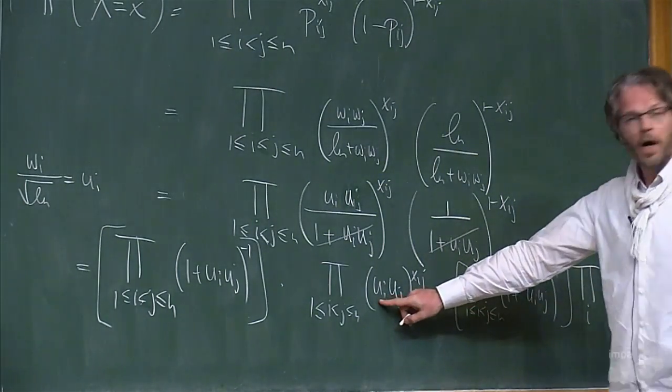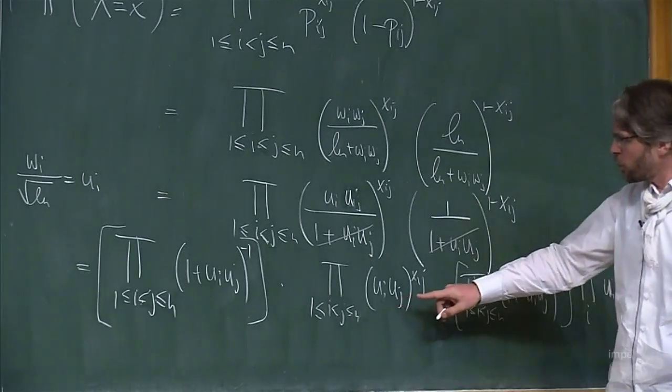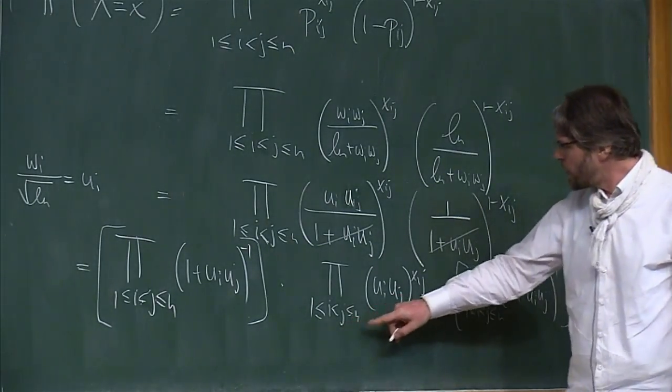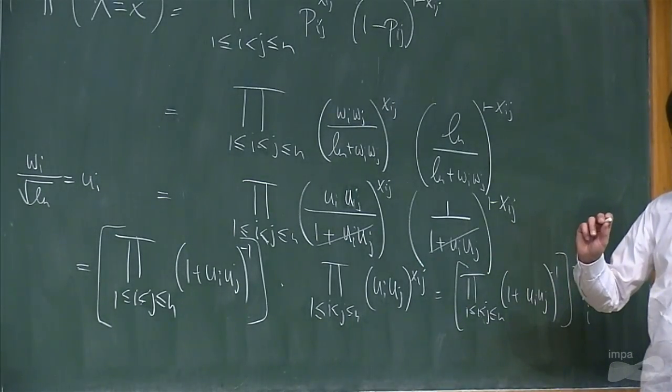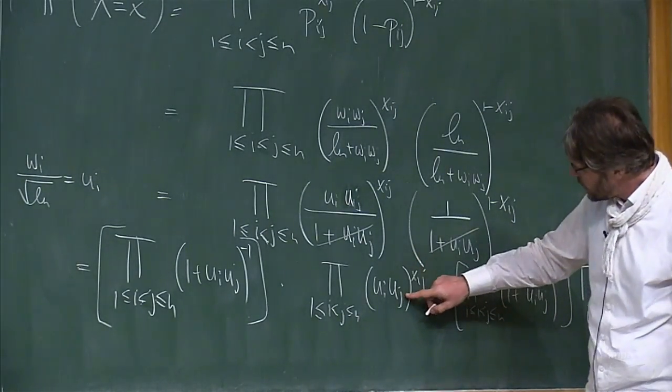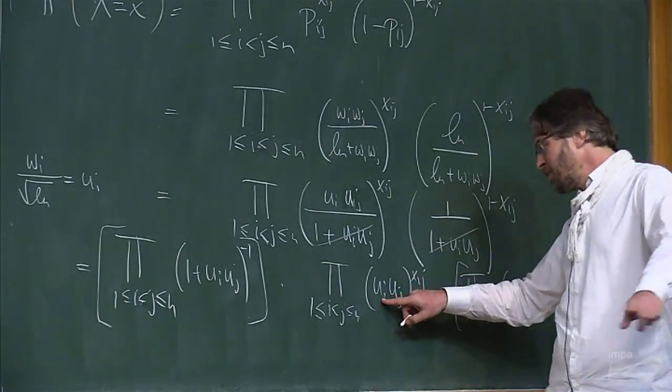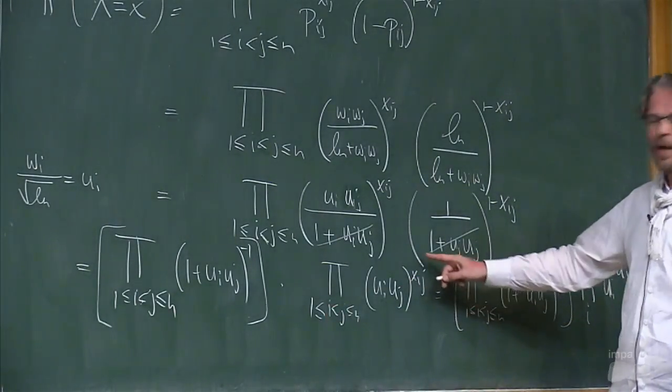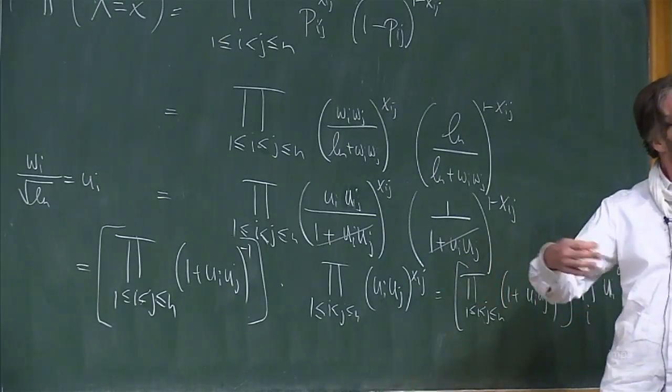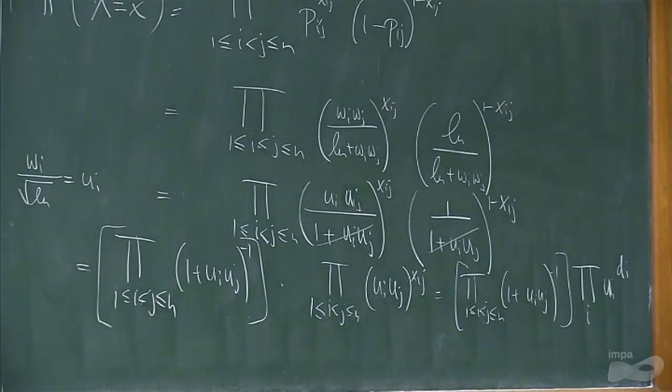Just count how often Ui occurs. Well, it occurs for all the j's that are larger when Xij is 1. And it also occurs here for i, for all of the other ones that are smaller, when Xij is 1. So you get it once for every time when Xij is 1. But the sum over j of Xij is just a degree. So the Ui appears precisely the sum of the Xij summed over j times. But that's the same thing as a degree.